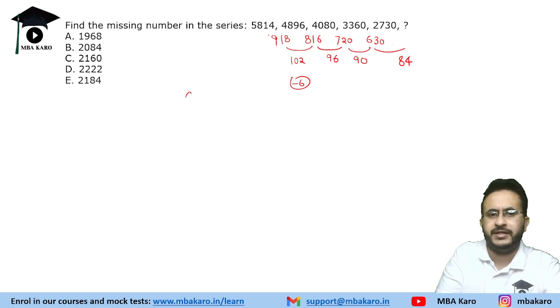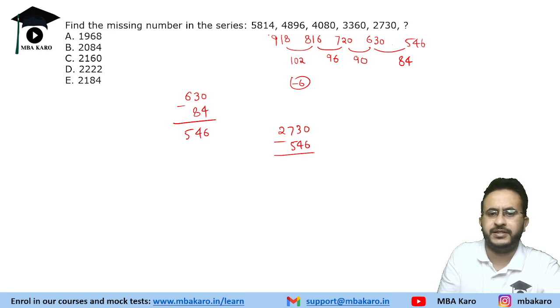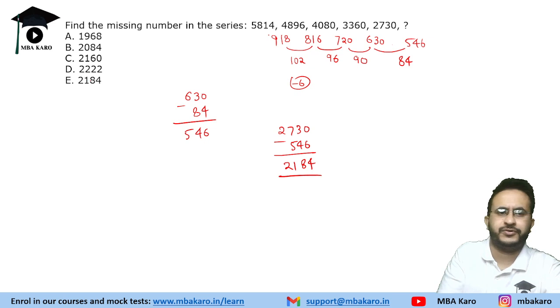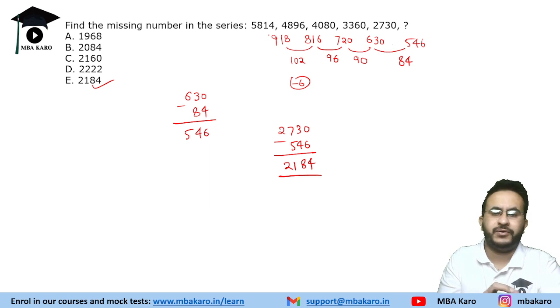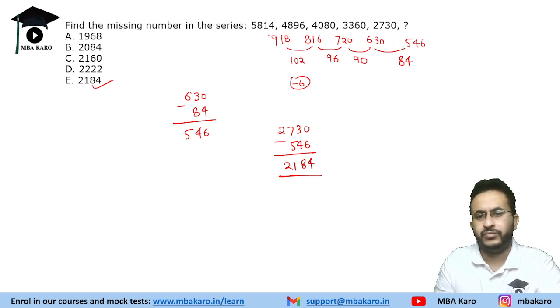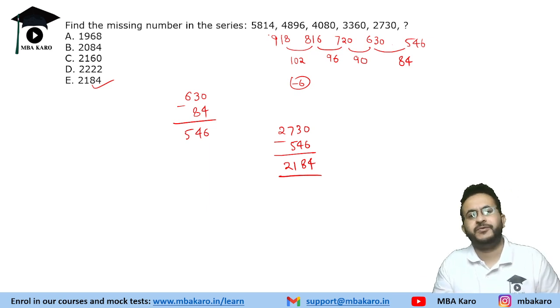Now subtract 84 from 630, you will get 546. So the answer should be 2730 minus 546, that will be 2184. So this is our answer. Now that was the answer to this question. Now I'll tell you the way how to, I mean, this is the way we do it.